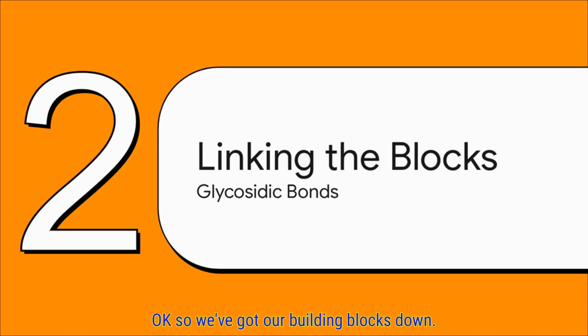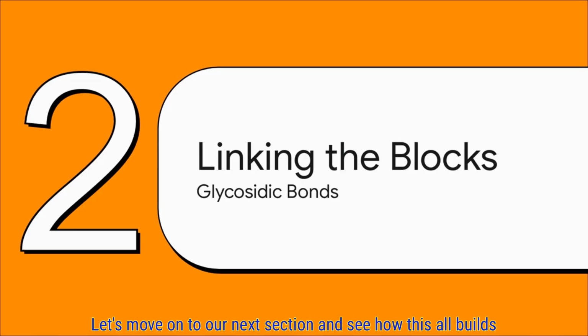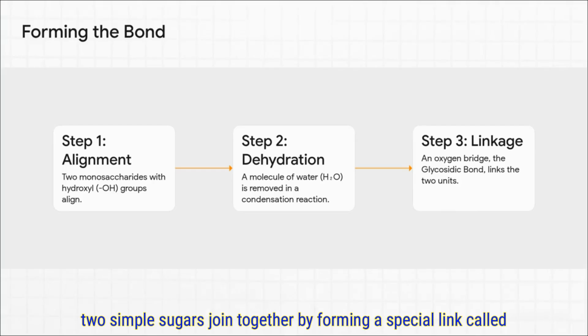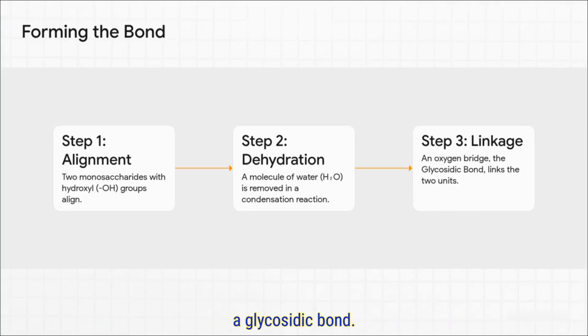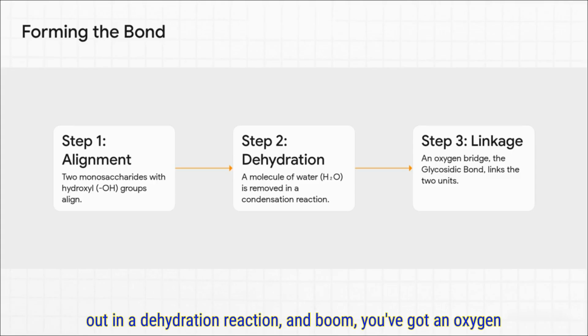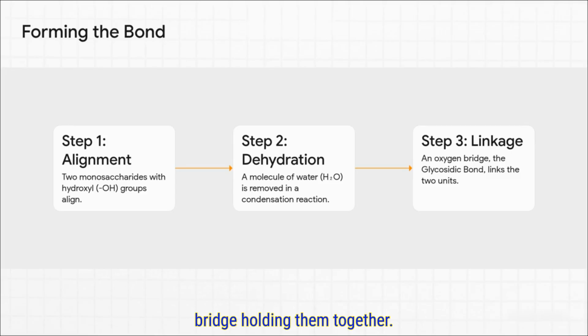Okay, so we've got our building blocks down. Let's move on to our next section and see how this all builds up. What happens when we start linking these simple bricks together? Two simple sugars join together by forming a special link called a glycosidic bond. It's a pretty elegant process. 2 hydroxyl groups line up, a molecule of water gets kicked out in a dehydration reaction, and boom, you've got an oxygen bridge holding them together.